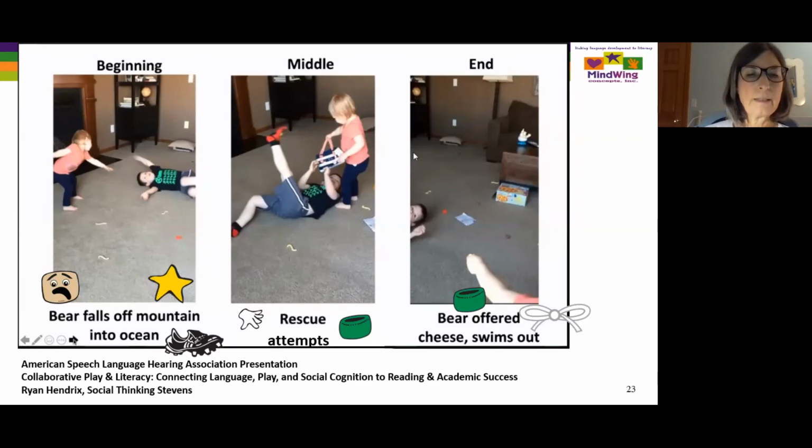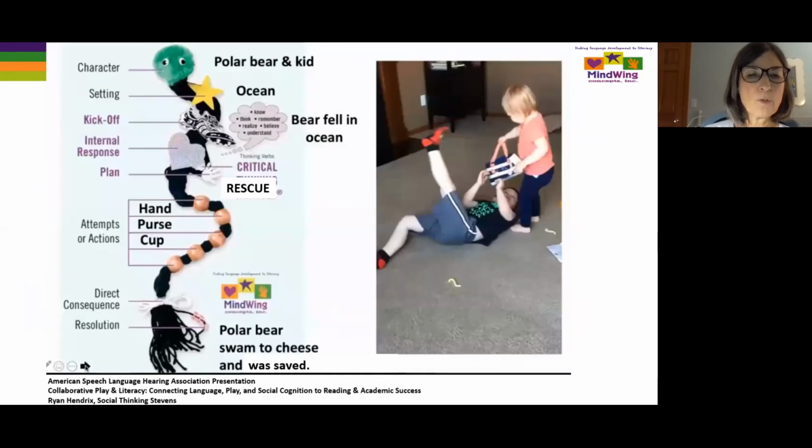So on the next slide, the individuals who worked with the children showed how they could analyze this video according to a narrative structure, so that this play was the basis for reading comprehension. The polar bear fell in the ocean, and the little girl's plan was to rescue him. First, she gave him her hand, then she handed him a purse, then she handed him a cup, and it wasn't until she gave him some cheese that he swam out and he was saved.